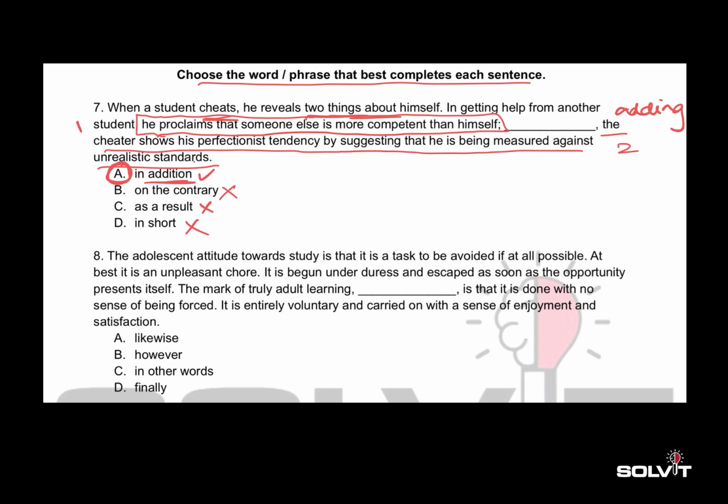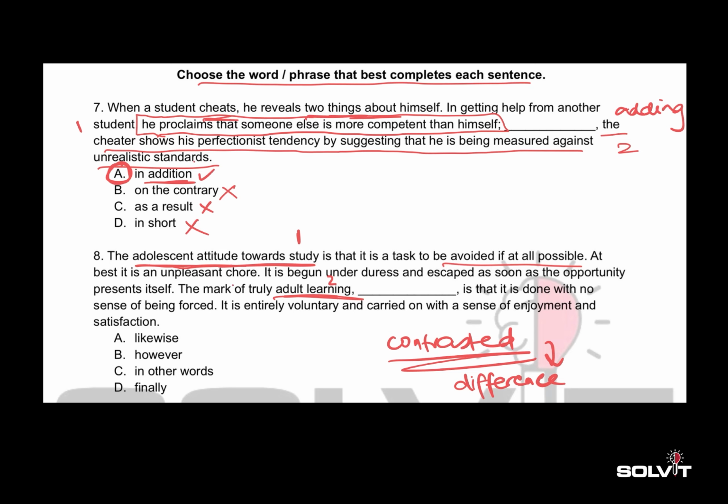So look, I hope you notice that there are two things being contrasted over here. This is the first subject, adolescent attitude towards study, and this is the second subject, adult learning. What is happening over here? They are being contrasted, not compared. Why not compared? Because the difference between them is being pointed out, not similarity.